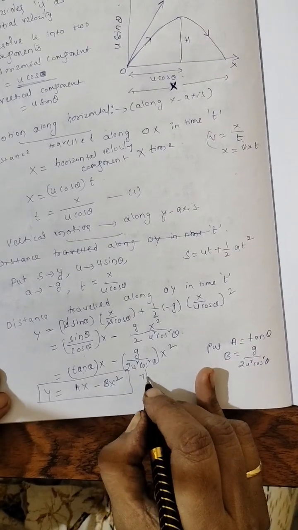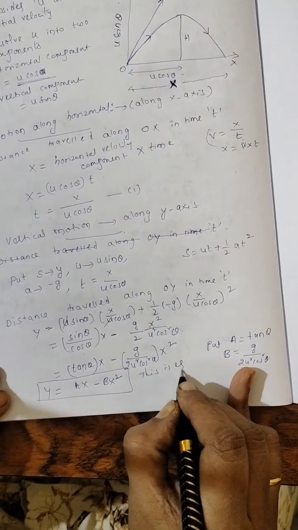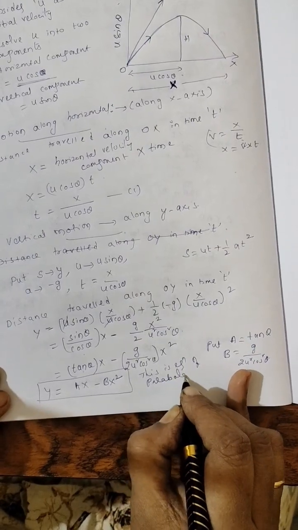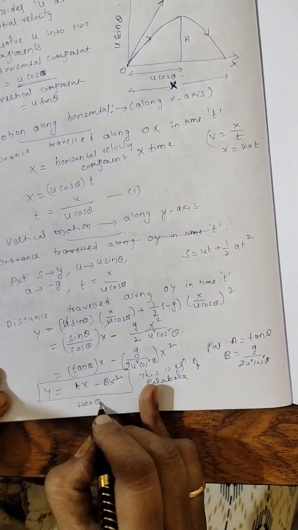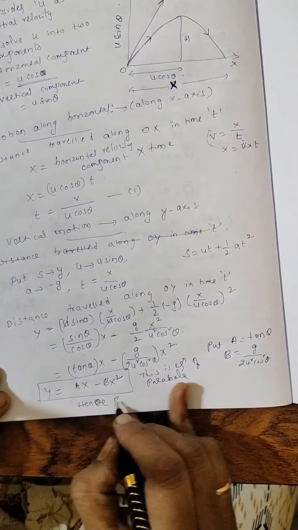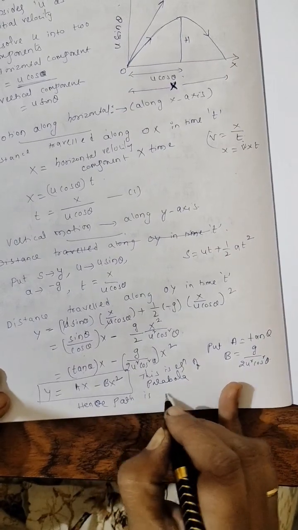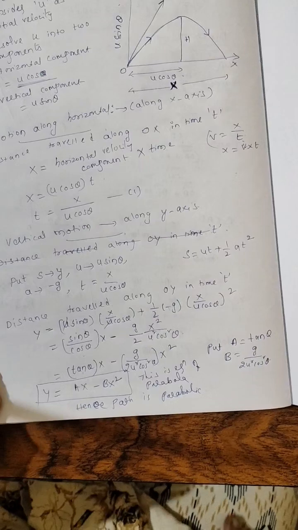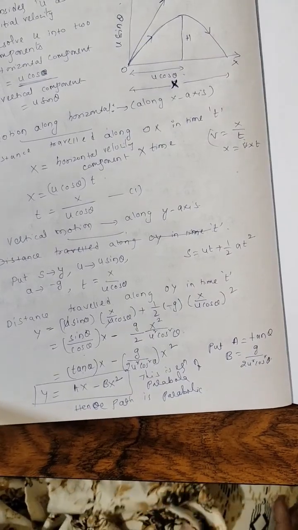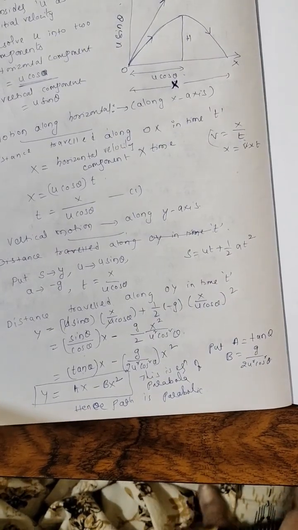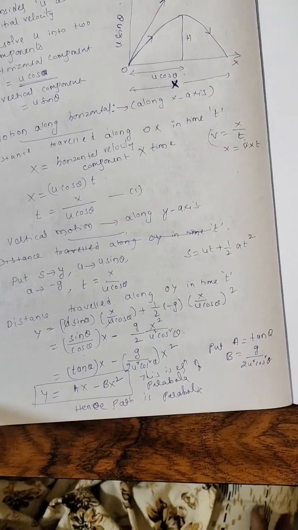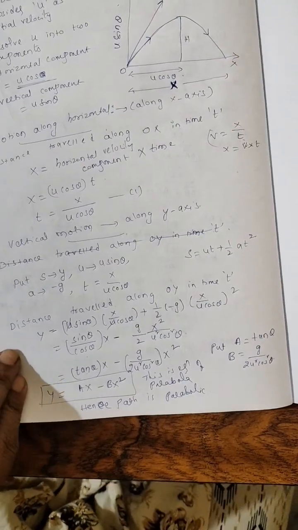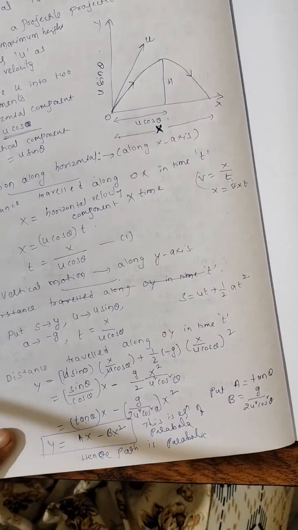Now, this is the equation of a parabola. So hence the path is parabolic, hence proved. What did the question say? It said to show that the trajectory, meaning the path, of an object thrown at a certain angle with the horizontal is a parabola. We proved it.